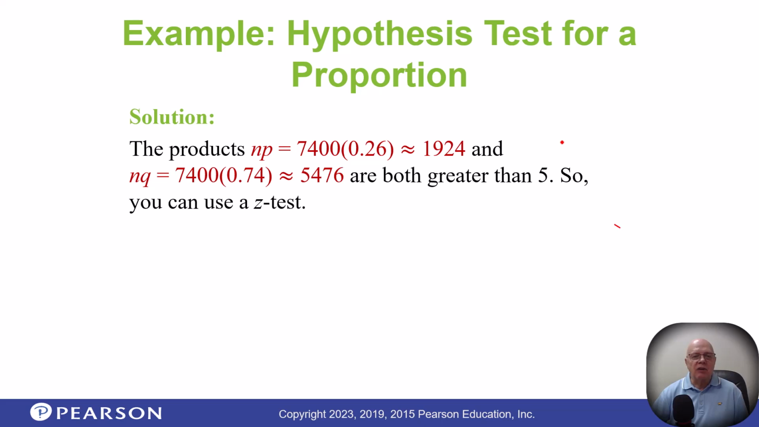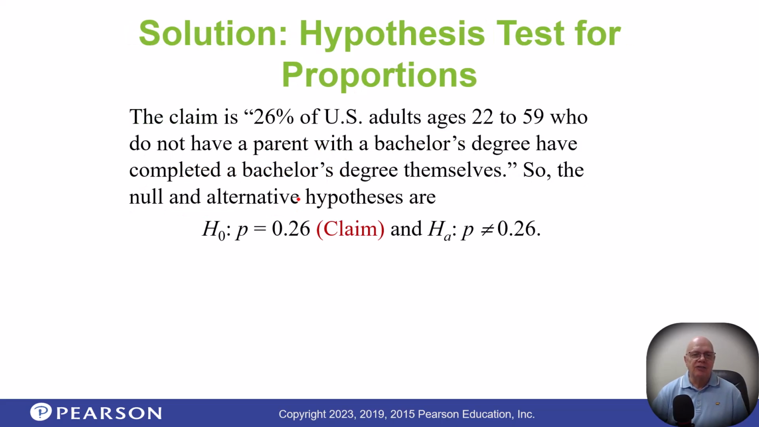Now we have to check this first because we want to know whether we can use a z-test or not. Well, 7,400 times 0.26, we're way over. And 7,400 times 0.74, that's way over 5 as well. So you can use a z-test. So we're off and running. So here's our null because it has the equals, just a reminder. And here's the alternative hypothesis. Means it's going to be two-tailed, which means we're going to have two rejection regions.